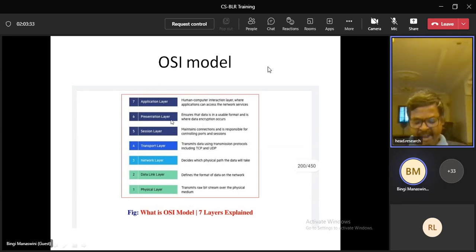Encryption is the process of converting plain text to ciphertext. And then the application layer, it's a human computer interaction layer where applications can access the network services.